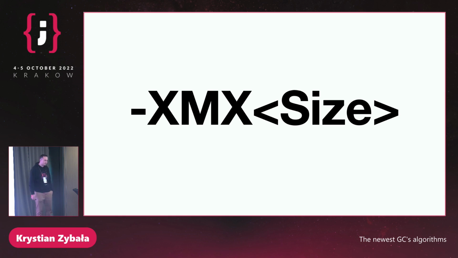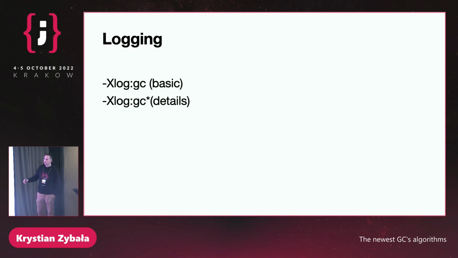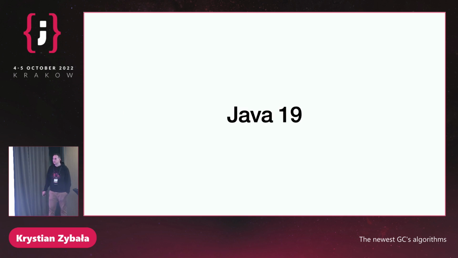Of course, under the hood we have some flags for tuning, but to be honest, it's very hard to achieve better performance when you, for example, change some of the flags. Logging is still the same. So when you decide to look at what basically the garbage collector does, you can see with these flags the same information about the processing in all garbage collectors.